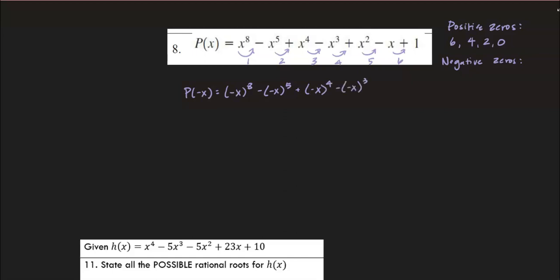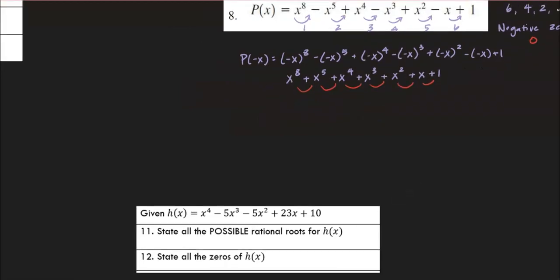Negative x to the third plus negative x to the second minus negative x plus 1. Okay. So x to the 8th plus x to the 5th plus x to the 4th plus x to the 3rd plus x squared plus x plus 1. Look at the sign change. No sign change here, no sign change here, no sign change here, no sign change here, no sign change here. Ooh, that was fun. 0 possible negative zeros. Good job, good job.